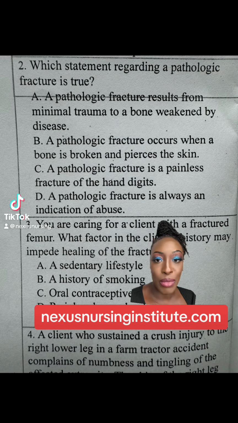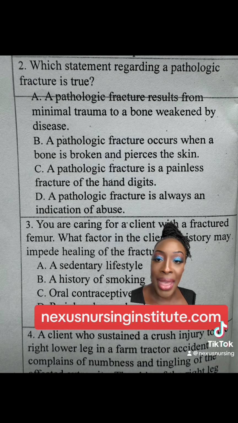Pop quiz number 2. Which statement regarding a pathologic fracture is true? A, a pathologic fracture results from minimal trauma to a bone weakened by disease. B, a pathologic fracture occurs when a bone is broken and pierces the skin. C, a pathologic fracture is a painless fracture of the hand digits. Or D, a pathologic fracture is always an indication of abuse.